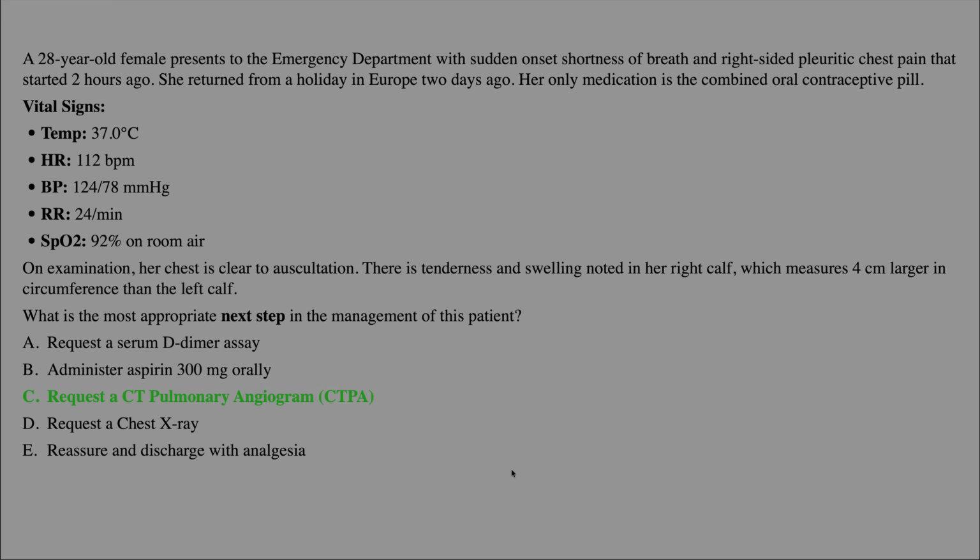So, looking at the case one last time. High risk score, hypoxia, DVT signs. The correct answer? Pulmonary embolism. What do we do? Request a CTPA.